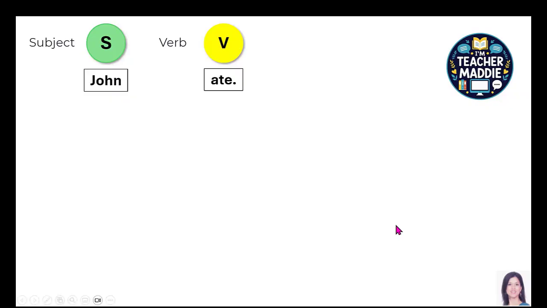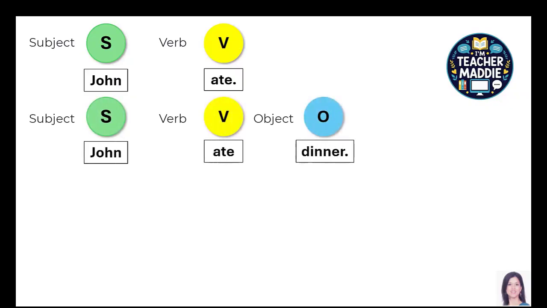Now, if I want to add a little more detail to this, I'm going to question, well, what did John eat? So this is where we add an object. Subject, verb, object. Now, like I said, the very basic sentence can have a subject and a verb, but most times our sentences have a subject, verb, and an object. Okay, John ate dinner.